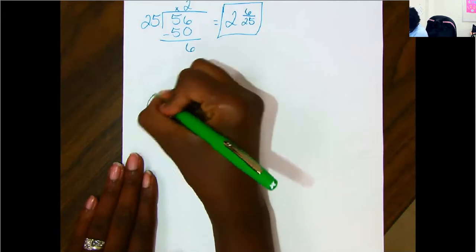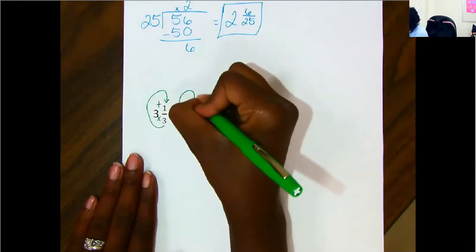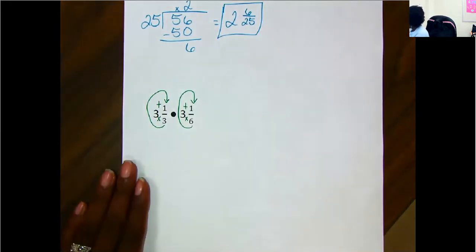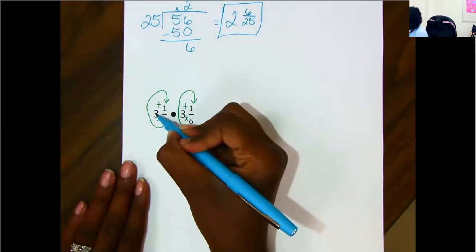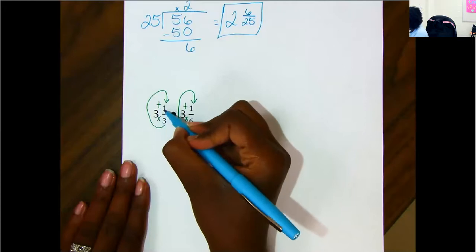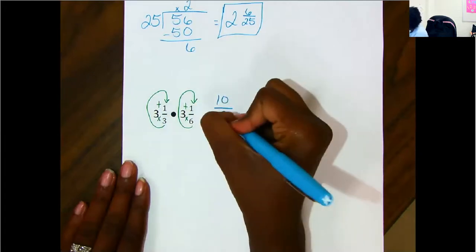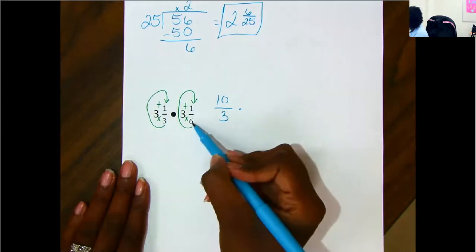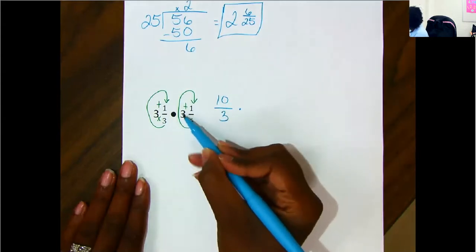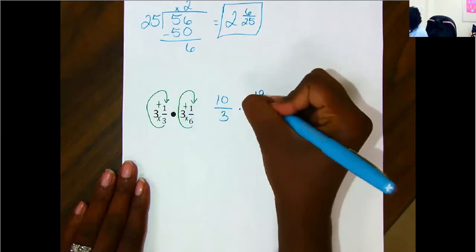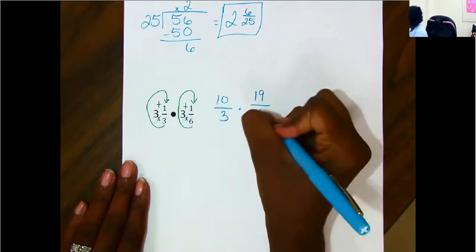And remember, around the world, that tells us which way to go. Now I'm going to multiply. 3 times 3 is 9, plus 1 is 10. Keep the denominator. And we're going to do our second one. 6 times 3, 18, plus 1, 19. Keep the denominator, okay?